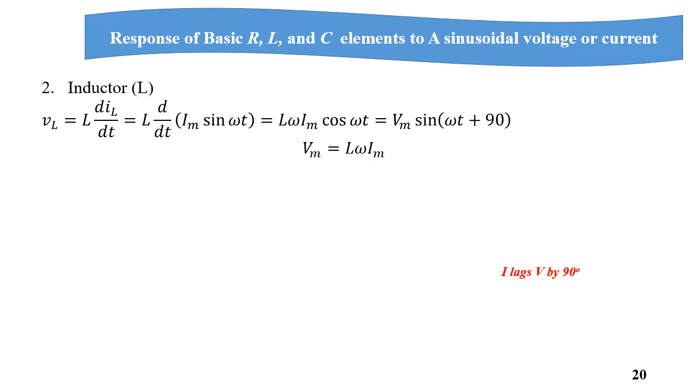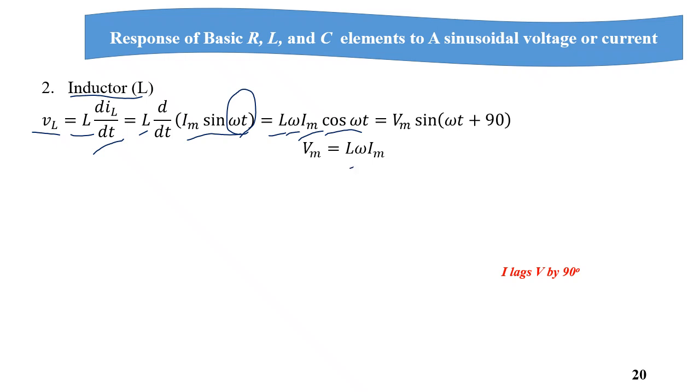For the inductor, we have the voltage across the inductor equals L di_L by dt. If i_L equals I maximum sine omega t, then we take the derivative of the sine, which is equal to the cosine, and the derivative of the angle omega t with respect to time will be omega. Then we multiply by L, and I maximum is multiplied by these values.